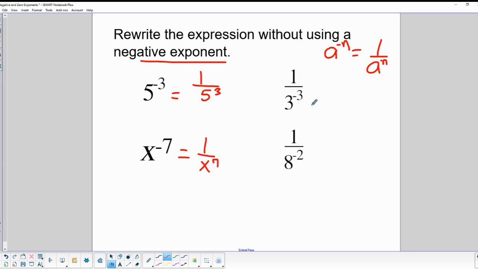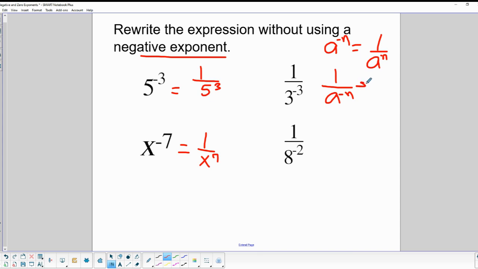Now on these two on the right, there's actually a negative exponent in the denominator. So I want to show you what that looks like. If I have 1 over some number with a negative exponent, to make it positive, all I have to do is move it to the top, and it becomes a positive exponent. I wanted to make that an n, not a 2. That should be an n.